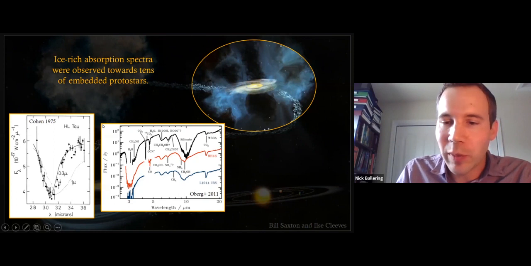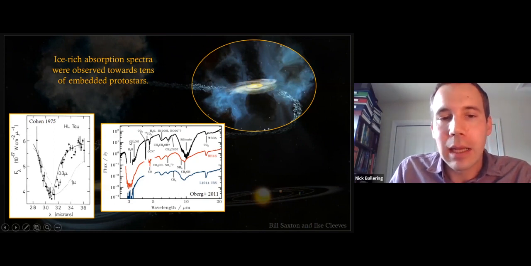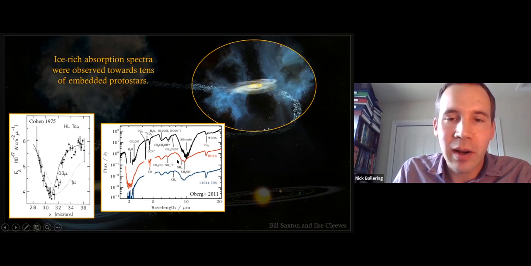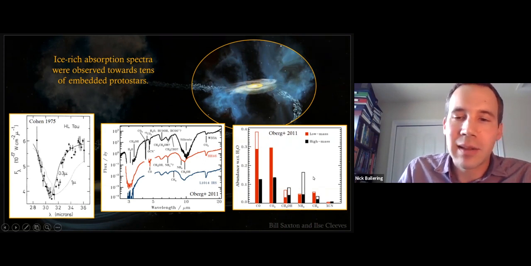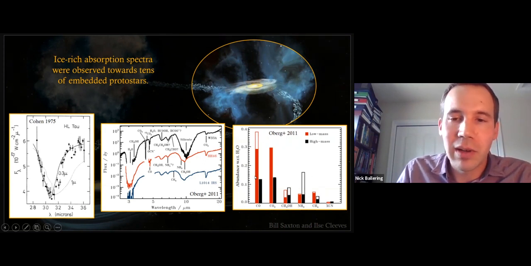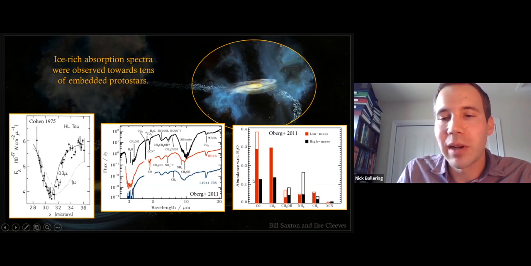And of course, Spitzer took it up a notch, seeing many, many features towards protostars: CO2 ice, methanol ice, CO ice, water, of course, ammonia, methane. This is a brighter, more massive protostar. This is more of a low mass protostar. And again, there's been enough statistics done on these to make plots like this, where we can look at the distribution of abundances of some of the most prominent ice species towards low and high mass protostars.